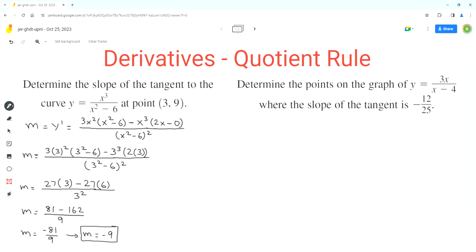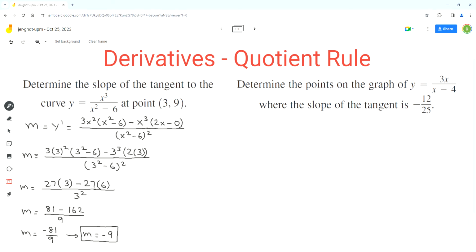Now we can analyze the second problem. In this problem, we have to determine the points on the graph y equals 3x over x minus 4, where the slope of the tangent is negative 12 over 25. So we have to find the points where the slope of the tangent is negative 12 over 25. So we are given the slope of the tangent.